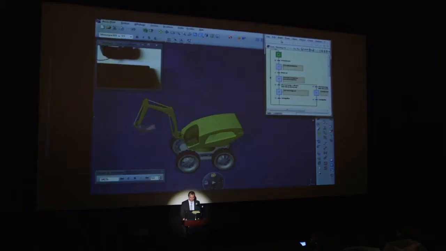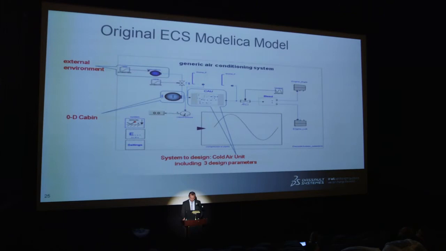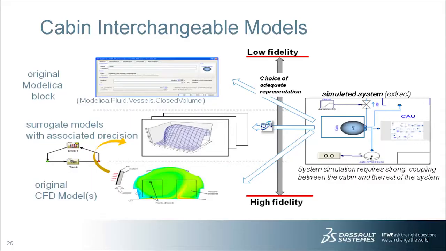Another example, 1 minute. Here it's an air conditioning system in an airplane. It's done by Dassault Aviation. So here on the right is the control model, the air conditioning model. You have different scenarios. For the cabin, you can use Modelica, but it will be average and not detailed result. It's average temperature of the cabin, but it's fast calculation. As the opposite, you have long calculation, it can take hours, and you get the temperature distribution of the cabin.